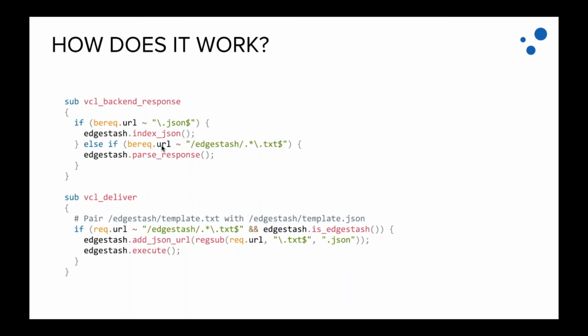Otherwise, if the backend request URL matches Edgestash, we just parse the response. Basically, at this point, we already have a pre-rendered page. Everything is in place, everything has been parsed. We just need to pre-assemble everything, and then it will be done. The pre-assembling part will be done in VCL deliver, and this subroutine is run whenever Varnish starts replying back to the end user, to the client.